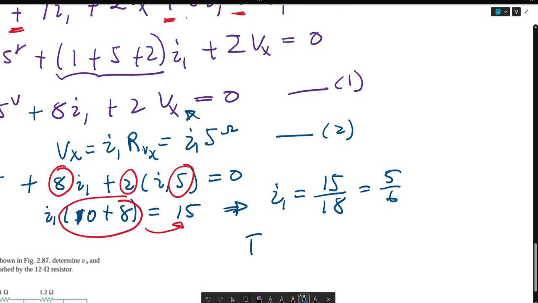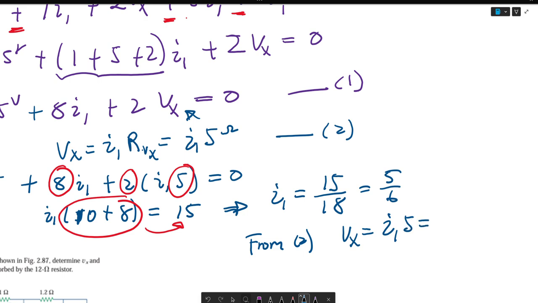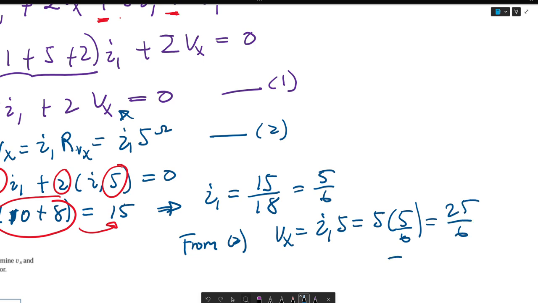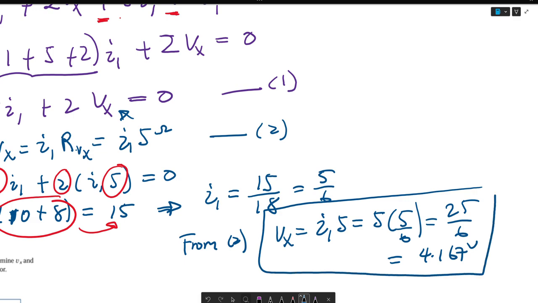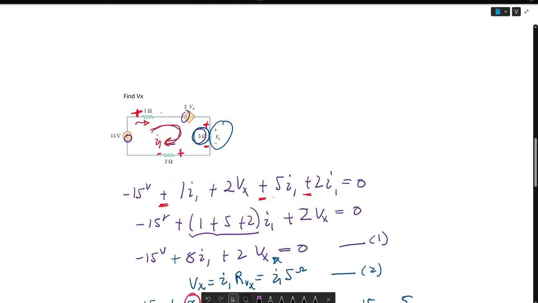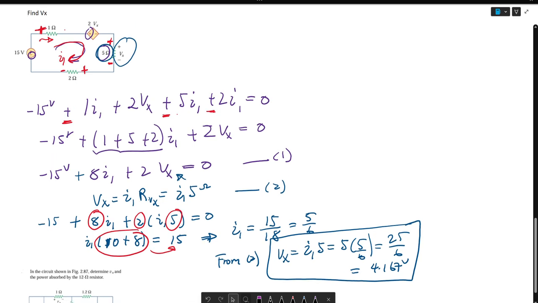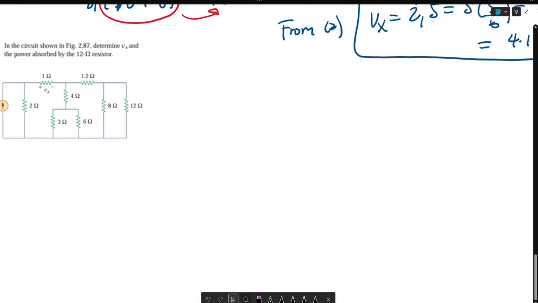And we know from equation 2 that Vx is equal to I1 times 5. So then Vx is 5 times 5 over 6, or 25 over 6, which is equal to 4.167 volts. So that's how you would find your Vx for this problem. And these are the steps you would take to solve for it. So I hope this makes sense. And now I'm going to go to the last problem here.